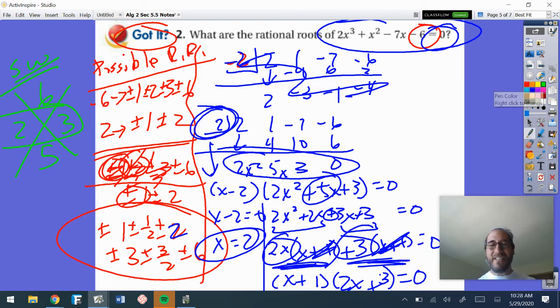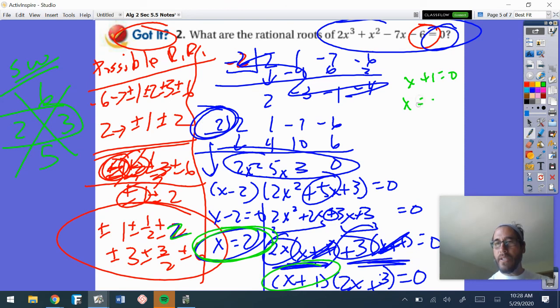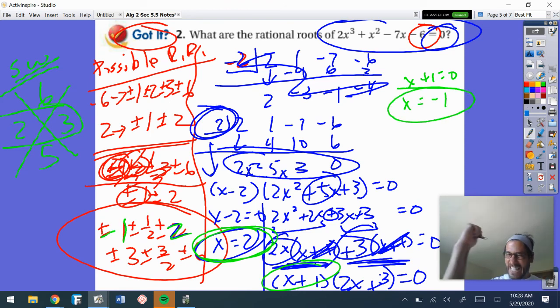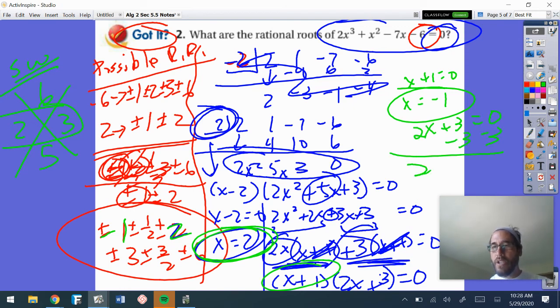So let's go back to my sweet little green. All right, so there's one of my solutions, right? It was right there. Now my other one would be x plus 1 equals 0, which would be x equals negative 1. Was that over there for sure? It was. Yes. And then I just have one to go. 2x plus 3 equals 0, minus 3 minus 3. 2x equals negative 3, which would be x equals negative 3 over 2. Was that a possibility?